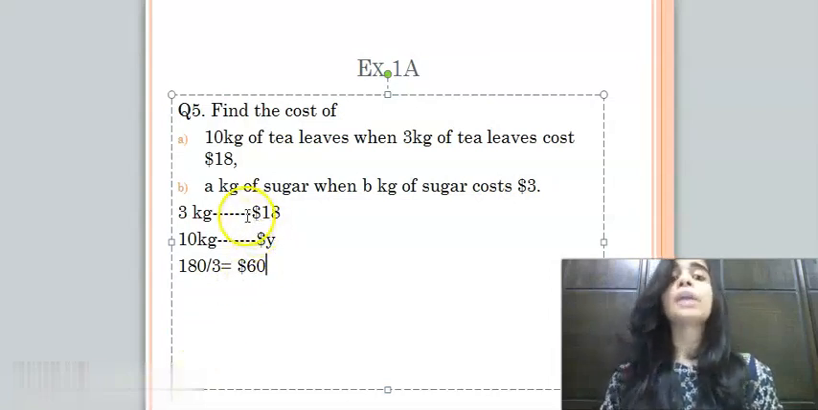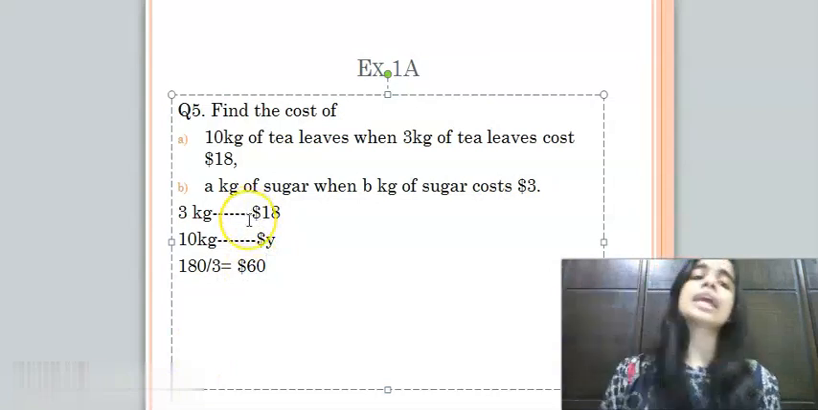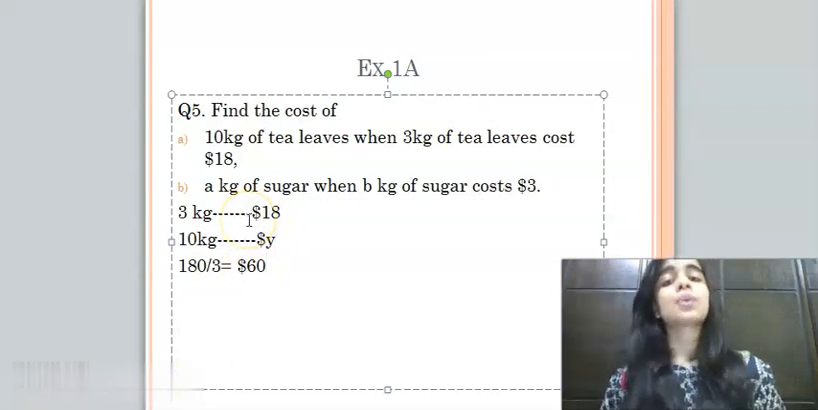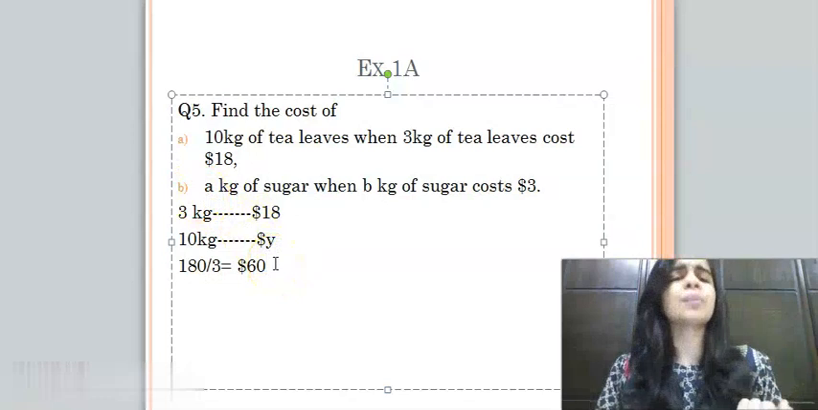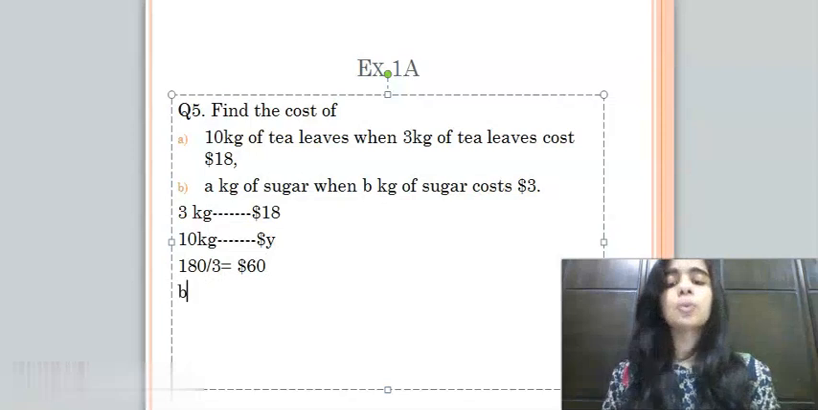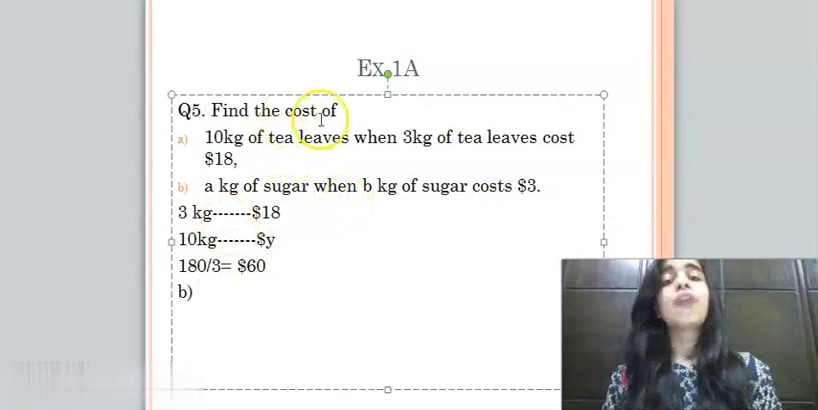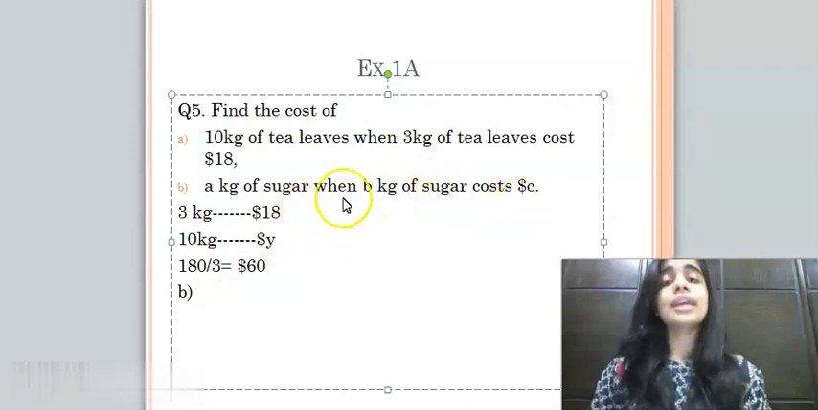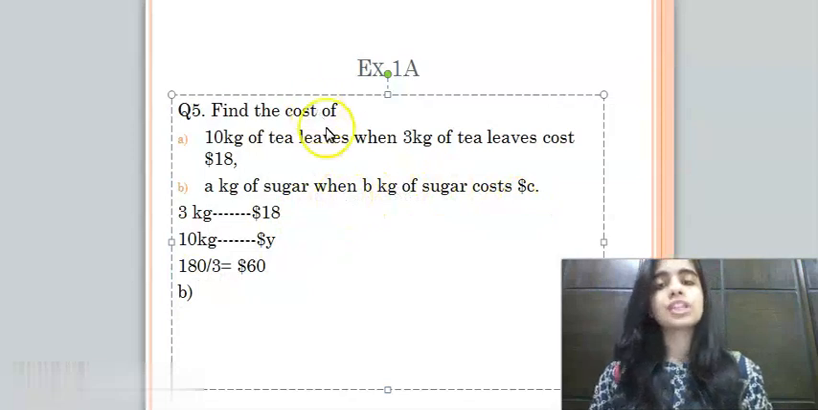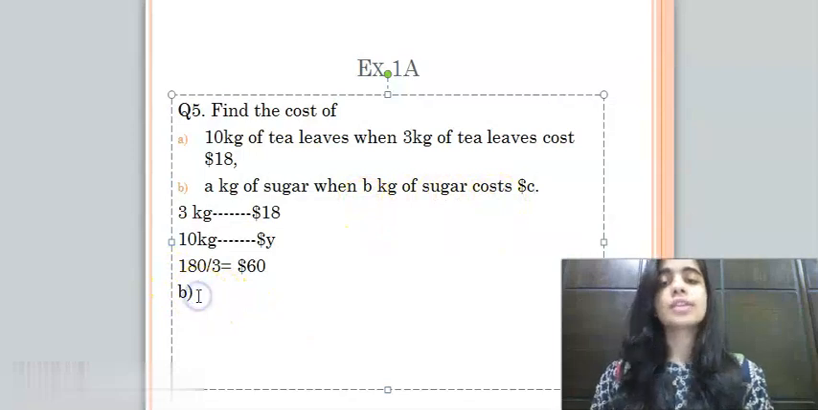Alright, so this question was very easy. And now part B is similar to part A, but we are just dealing with letters over here. So don't get confused. Just think they are numbers, or just take them the same way. There is nothing new. Okay, so let's do part B. We need to find the cost of A kg of sugar when B kg of sugar costs $C. Alright, so let's work this out.